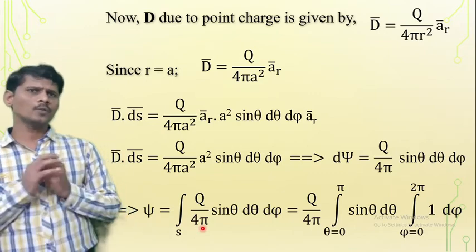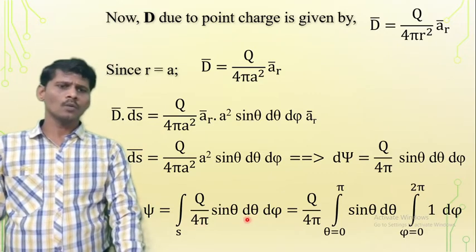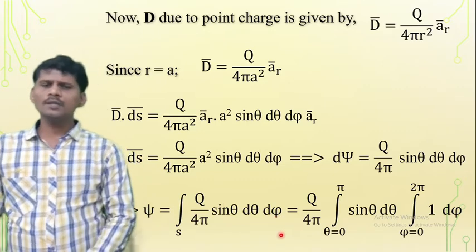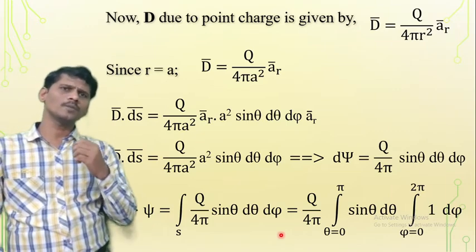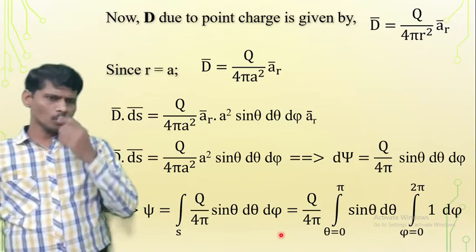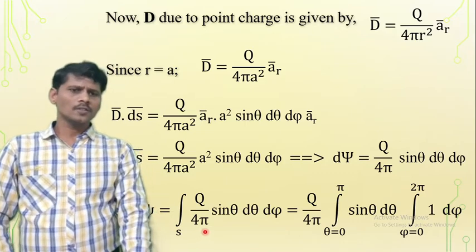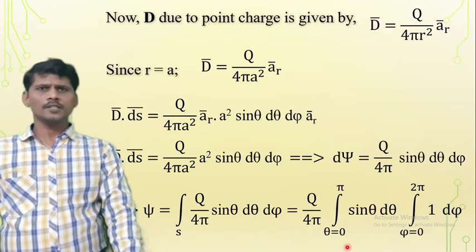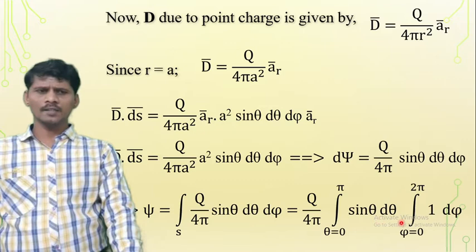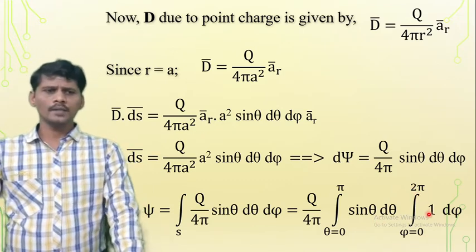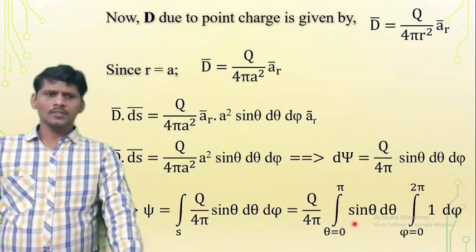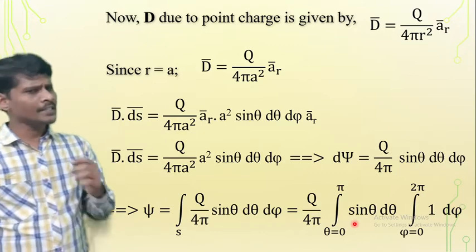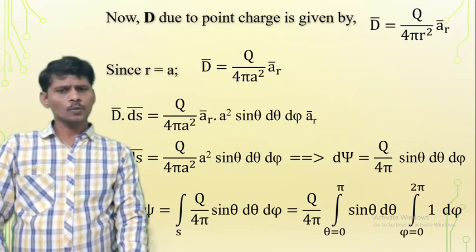Surface integral means there are two integrals. Now what are the two integrals? One is with respect to theta and another one is with respect to phi. In the spherical coordinate system, the range of theta varies from 0 to pi and phi varies from 0 to 2 pi. So the RHS term of this equation may also be written as Q by 4 pi integral theta is equal to 0 to pi sin theta d theta into integral phi is equal to 0 to 2 pi 1 into d phi. So the integral of sin theta d theta is minus cos theta over 0 to pi, and the integral of 1 d phi is phi over 0 to 2 pi.